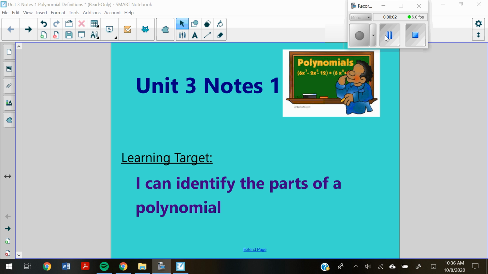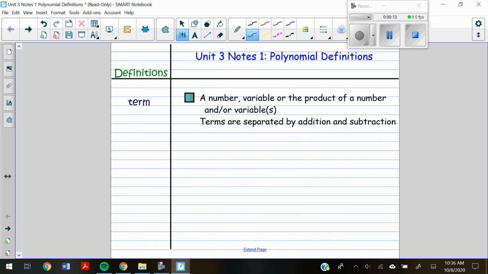Hey, ladies and gentlemen, we're going to start Unit 3 here. Unit 3 is the beginning of polynomials, and so we've got a lot of definitions today. So you're going to be doing a lot of pausing during the video to write down the definitions.